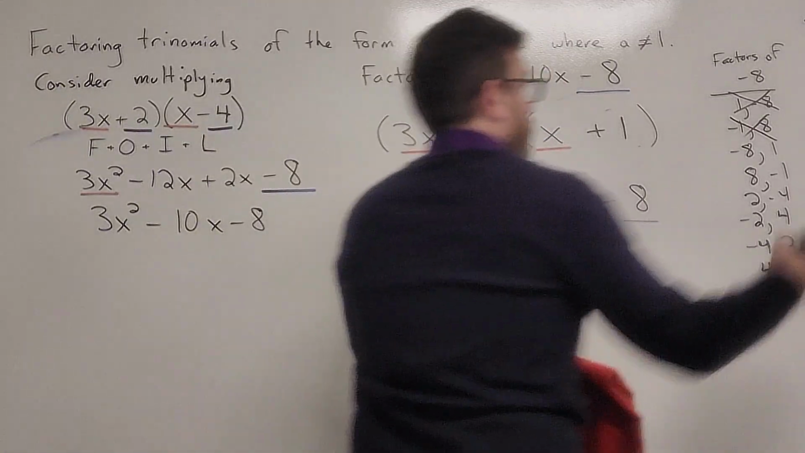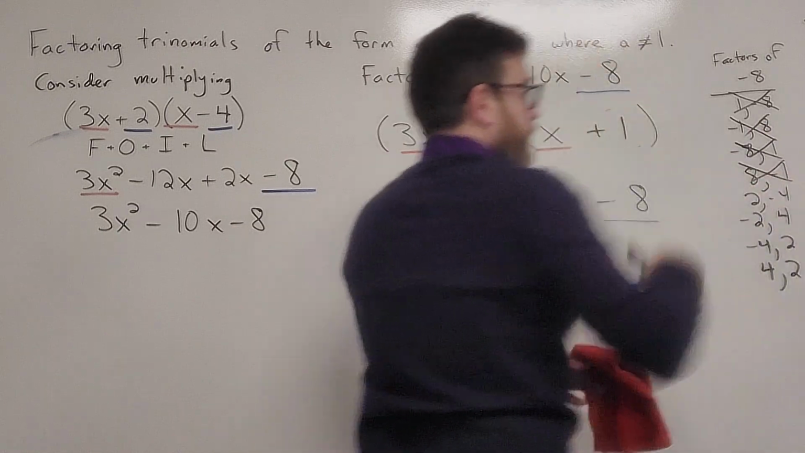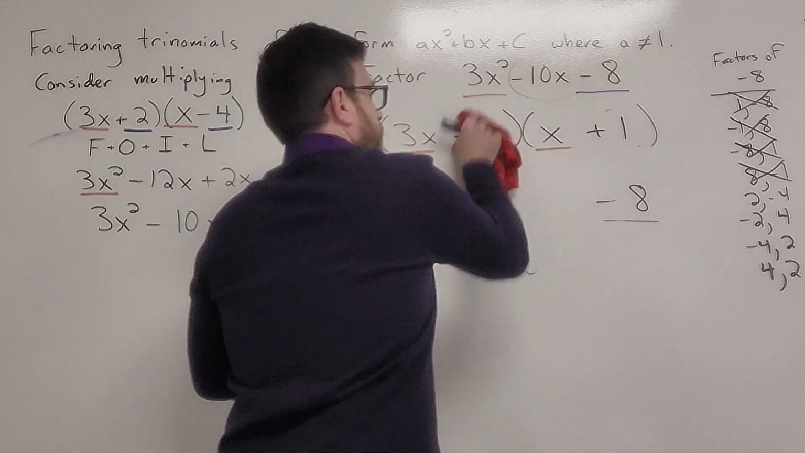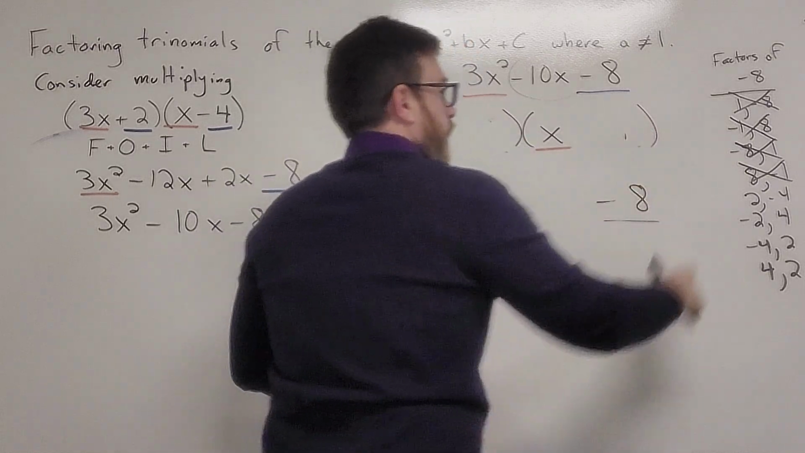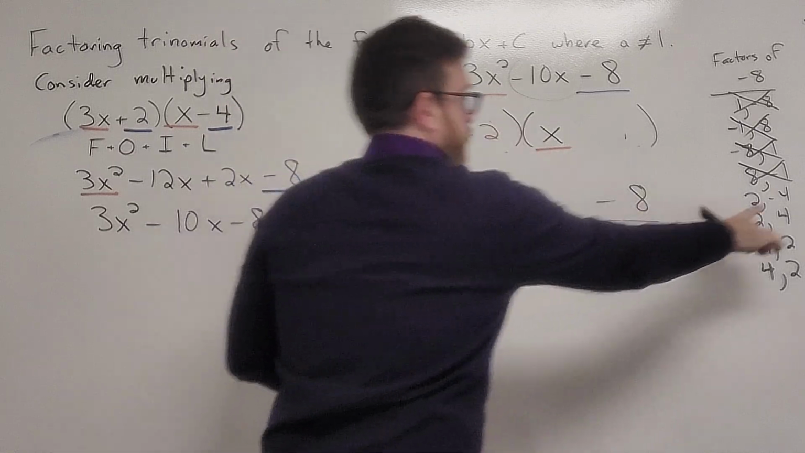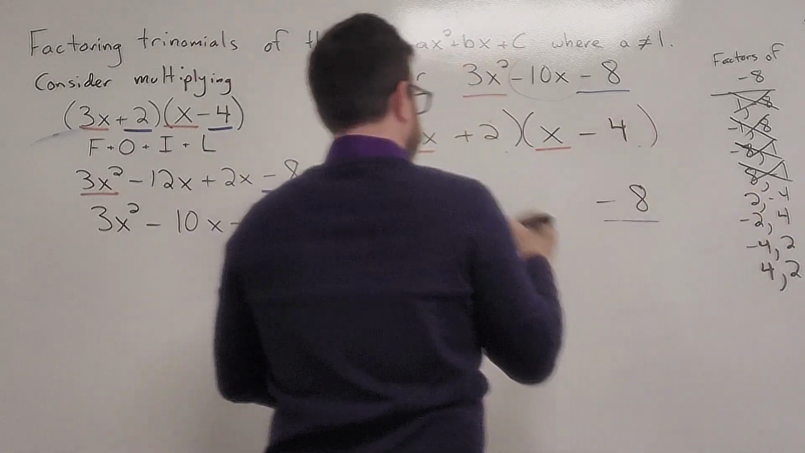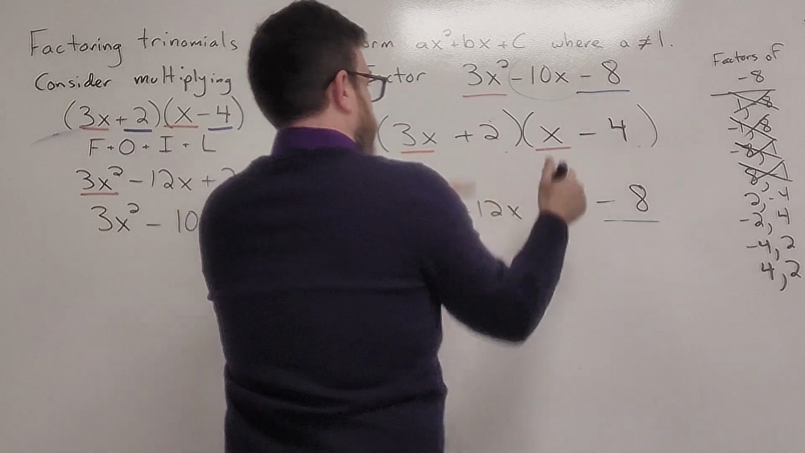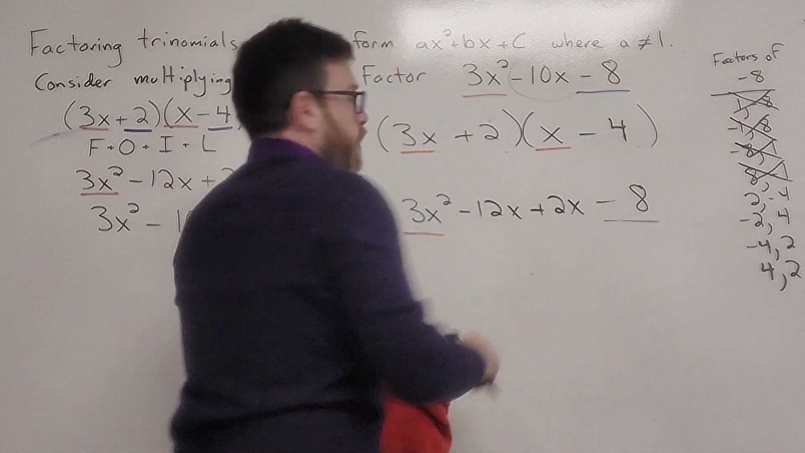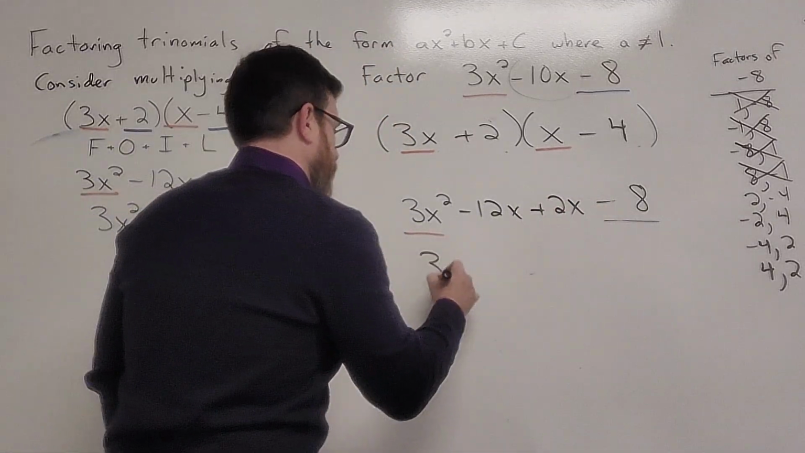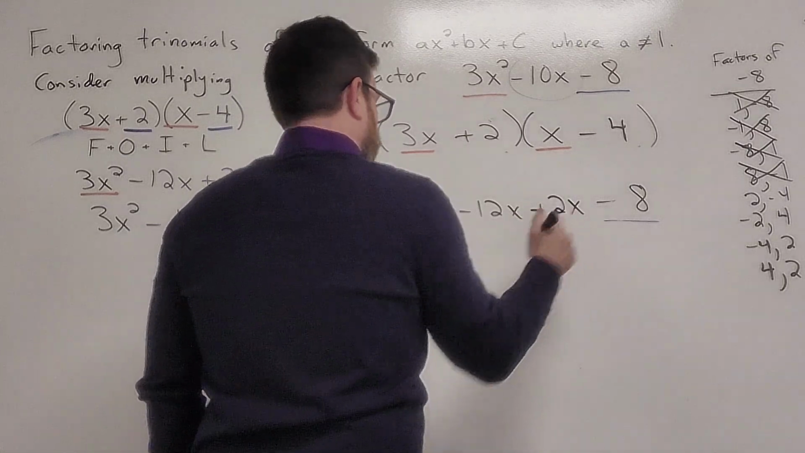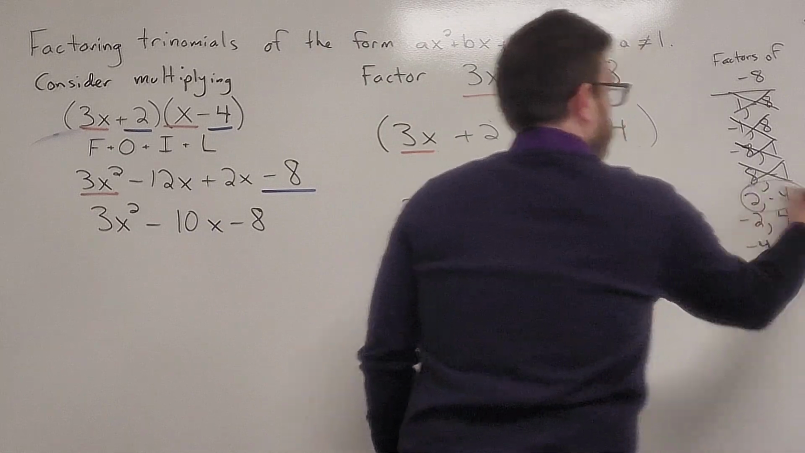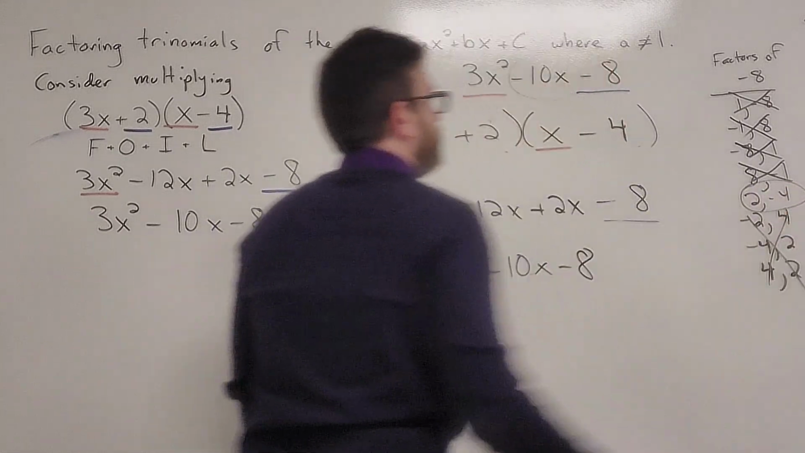So this doesn't work. We know if I do this, that's going to give us a positive 5x, so I don't have to do that one as well. So now we try our +2 and -4. So outside is going to be minus 12x, inside is going to be a plus 2x, and boom, there's our minus 10x. So this is going to be 3x squared, minus 12 plus 2 is going to be minus 10x, minus 8. So these were the particular factors that work, and those ones won't work.